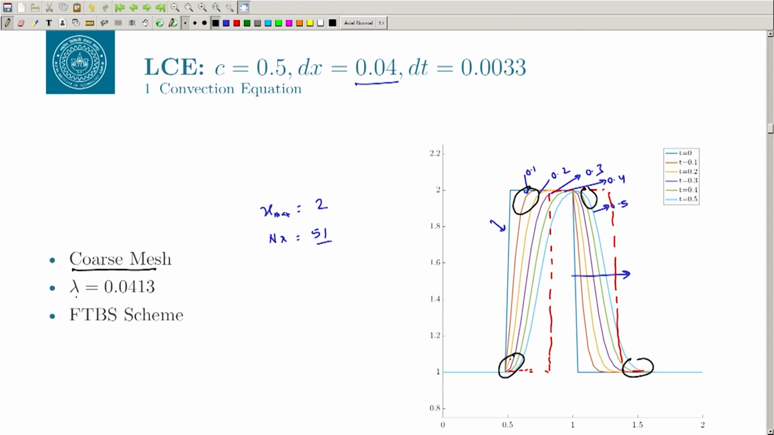Remember this lambda, which is the Courant number, is still very small. So, the coarse mesh gives you a solution which is very diffused, and that is why the grid independence test is necessary. That means your solution is not changing as you refine the grid. If you use a coarse mesh, the solution may converge also, but it will not be accurate. That is the learning from this part.